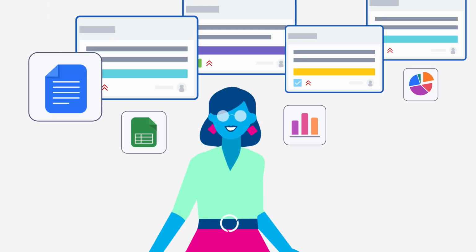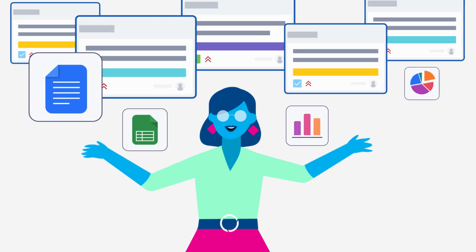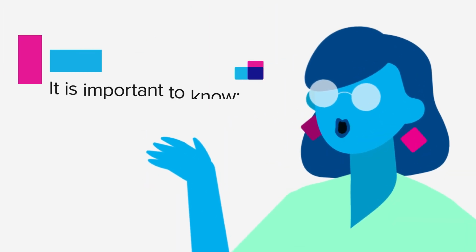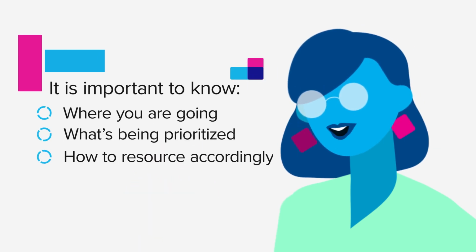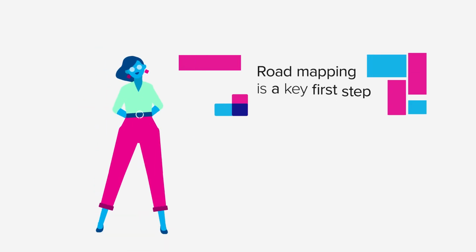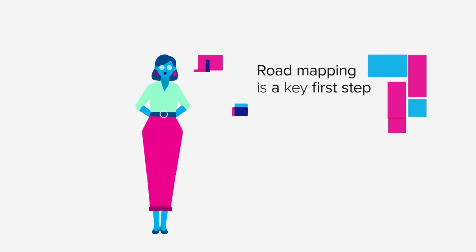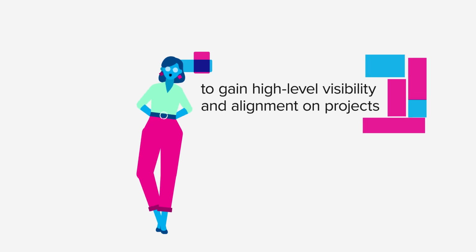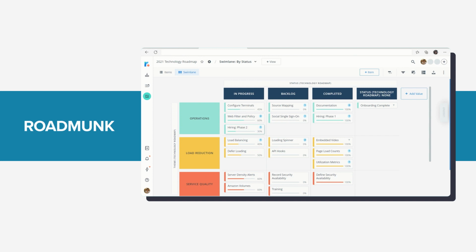Let's say you're managing multiple big projects with Jira. It could be a new website or a new feature in your product. In any case, it is important to know where you're going, what's being prioritized, and how to resource accordingly. Roadmapping is a key first step. It's the best communication tool for all departments to gain high-level visibility and alignment on projects. So let's look for a roadmapping tool on the marketplace.